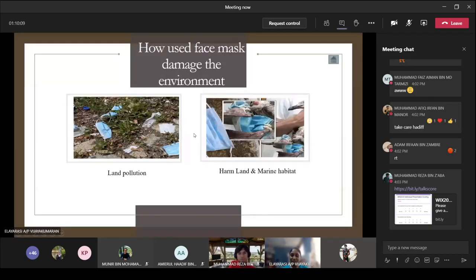There are two things. First is land pollution. Due to lack of rubbish bins, people might throw their face masks in unnecessary places without knowing the consequences to the environment. And second, it can harm land and marine habitat. As you can see in the image above, the ear straps or ear loops are stuck with the habitat's body, which might endanger their life.